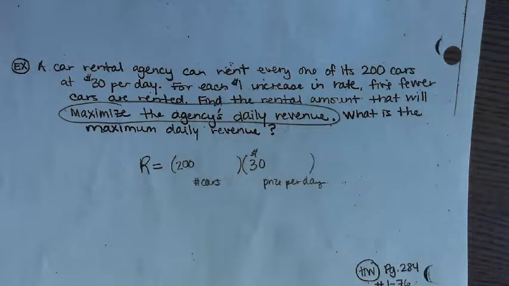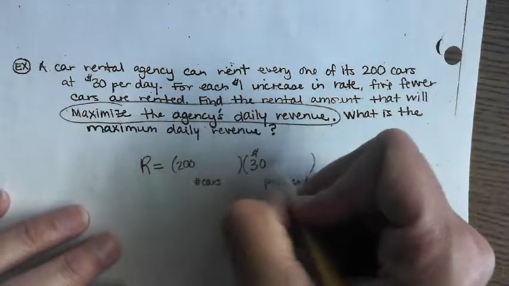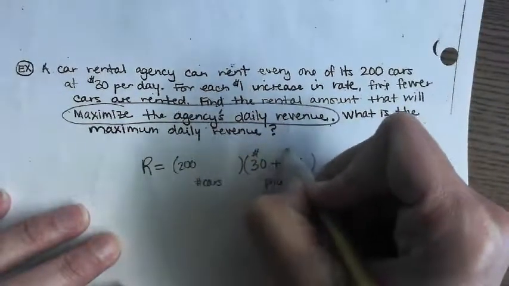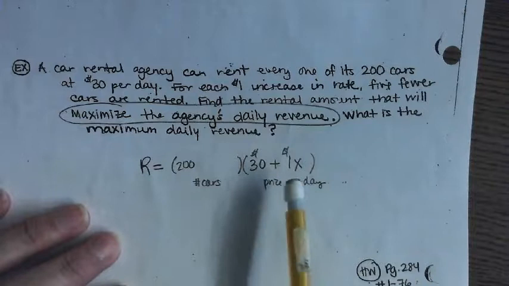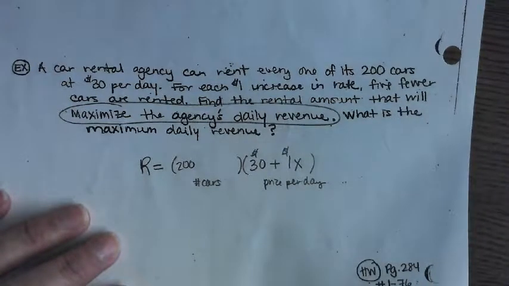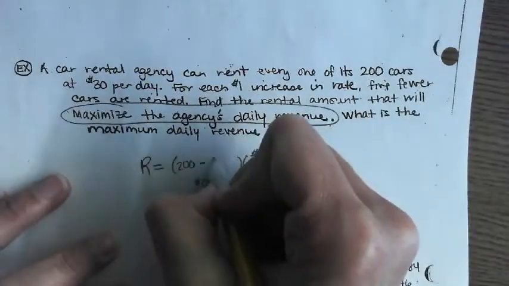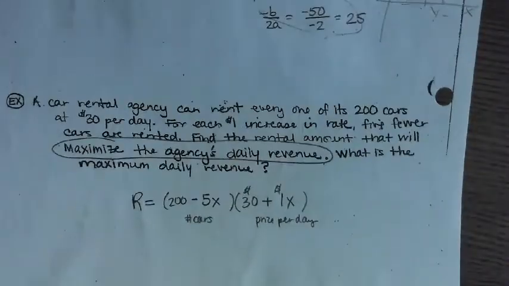After experimenting a little bit, they find out that on average, every time they increase the price by $1, so increasing by $1 x times, they rent 5 fewer cars, so minus 5x. Any questions here?